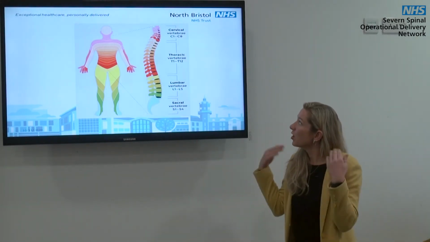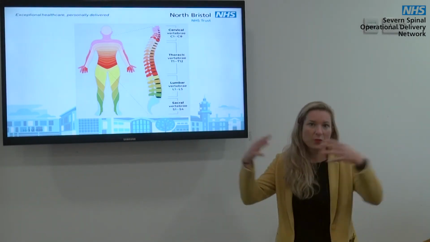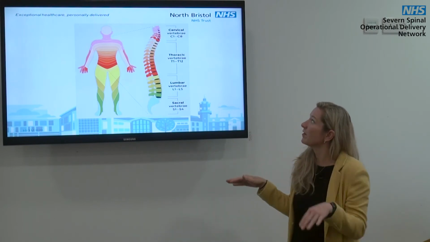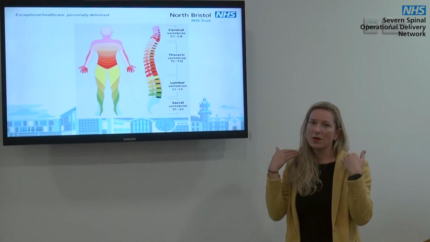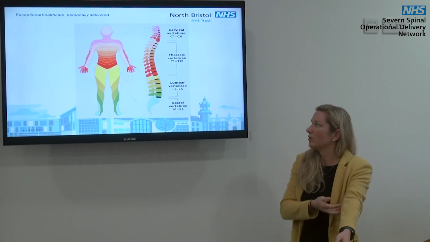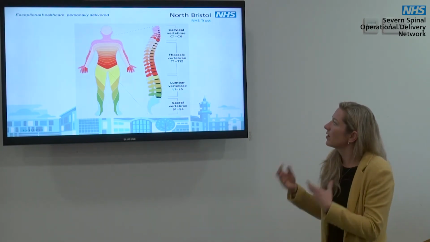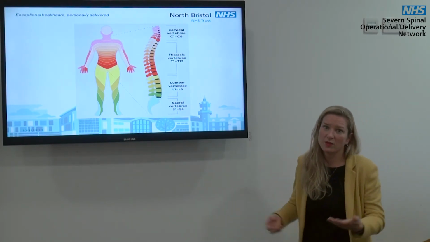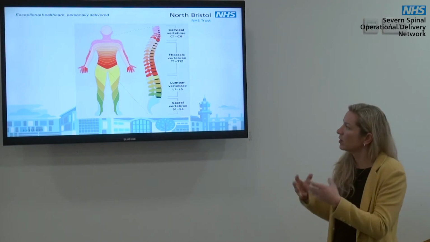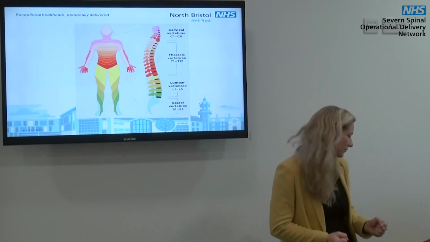The nerves that come out of the spine all correspond with a particular area. So as you come down the spine, the nerves that come out supply a different region of the body as we come down. So this is when we examine patients and we can work out what the level of the spinal injury is based on their examination findings, because we know which nerves supply which area.